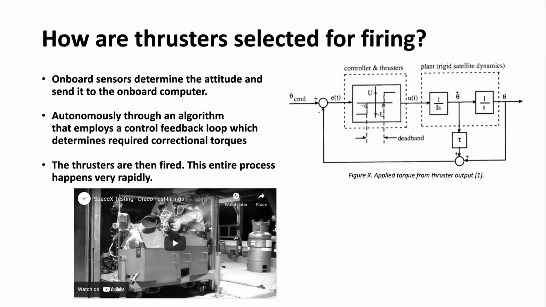Thrusters are selected for firing through onboard sensors that determine the attitude and send it to the onboard computer for processing. The onboard computer processes this autonomously through an algorithm that employs a control feedback loop to determine the required correctional torques. On the right, you'll see a high-level diagram showing this process. After the required torques are determined, the thrusters are then fired, and the entire process happens very rapidly.